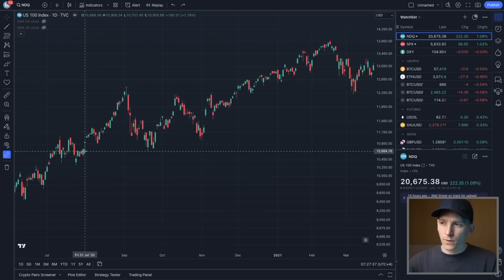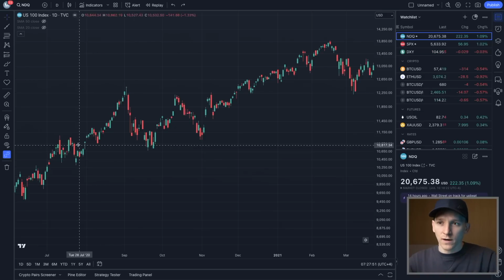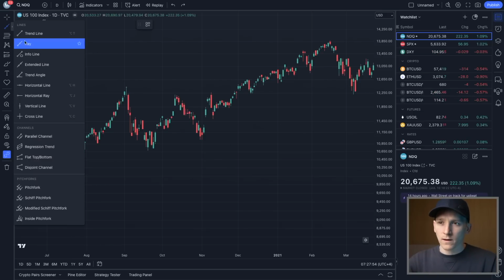An uptrend is where you clearly see that the price is making higher highs and higher lows over time. The trend line that we draw is to the lower side of this as a support level. So each drawdown or pullback in the price reaches a higher level, and that is the trend line that we draw. So I'm going to draw a ray like this.